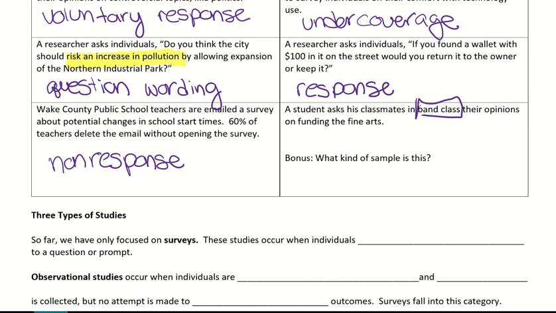The question is, is it the fault of the researcher or the respondents? In this case, it's the fault of the student, the researcher, because they only asked the band class. They didn't ask the whole school and only the band class answered. They only asked the band class. So this is undercoverage.